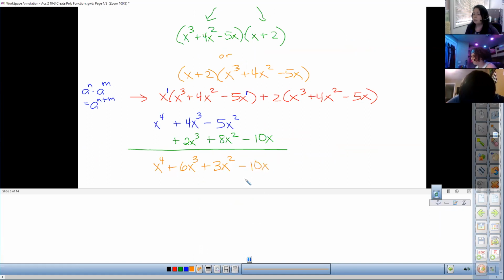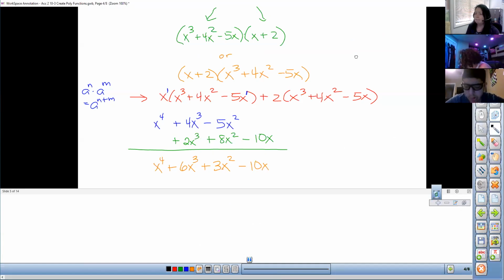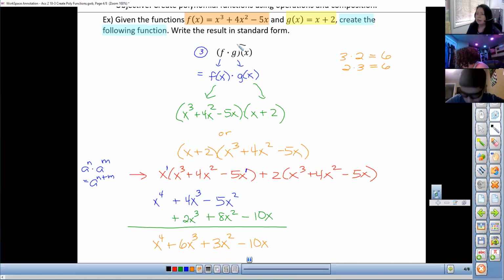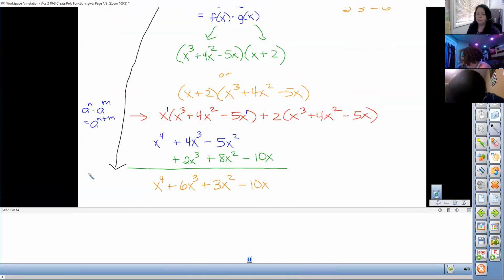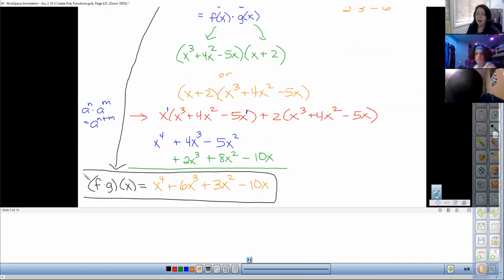So now be careful. Is this our final answer? No, it is not, because we have an expression right now, not a function. So what is the name of our function? The name of our function was given to us here, what we were asked to create, (f times g)(x). So we want to make sure that our final answer starts with that name of the function, (f times g)(x), and that represents the y variable in our function. And now we've got our final answer.